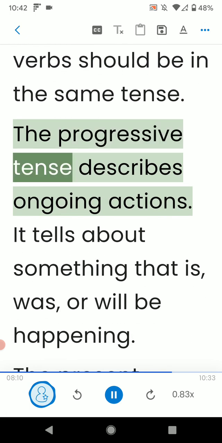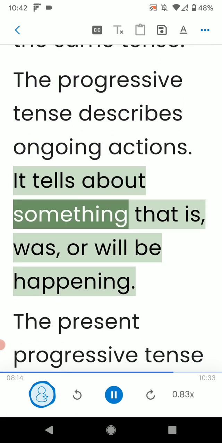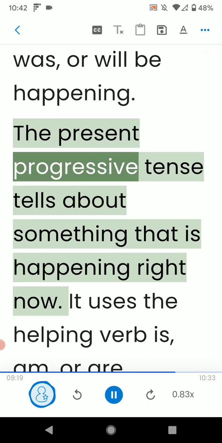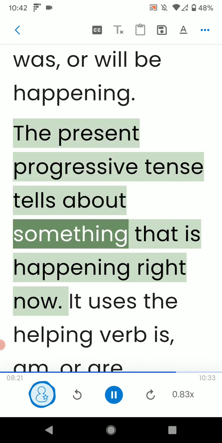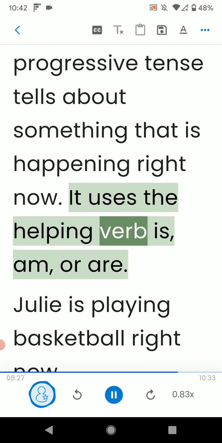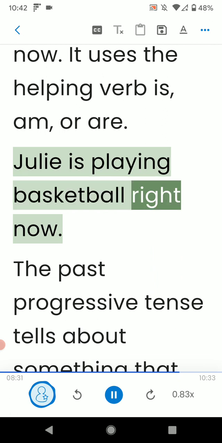The progressive tense describes ongoing actions. It tells about something that is, was, or will be happening. The present progressive tense tells about something that is happening right now. It uses the helping verb is, am, or are. Julie is playing basketball right now.